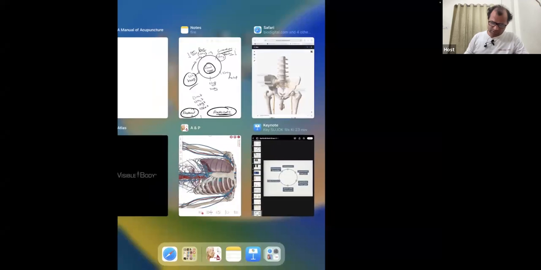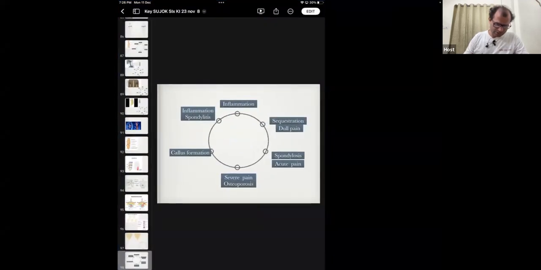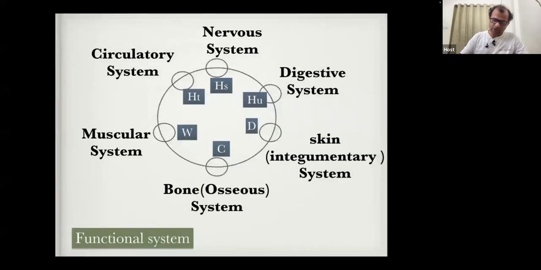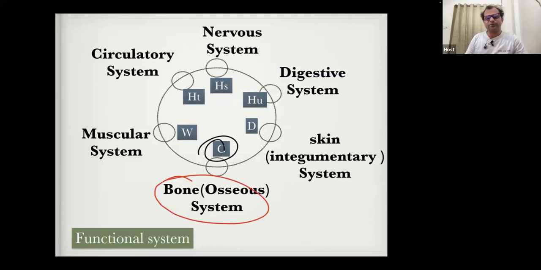So number one, we are starting the treatment. We want to do the treatment of the bone system. So we are choosing the coldness energies. This is step number one.